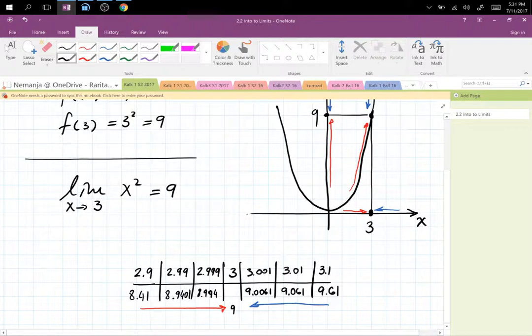Now, why is that significant? Well, that value on the graph might not exist. That could be an open circle. If this is an open circle on the graph at 3, 9, the pre-calculus calculation would return does not exist, right? But the limit will still say 9, because the limit is computed everywhere else except at 3. So the limit doesn't care that that point is not there.